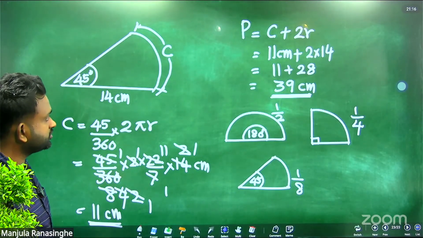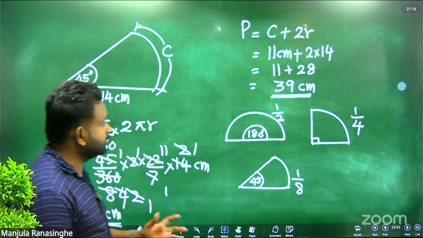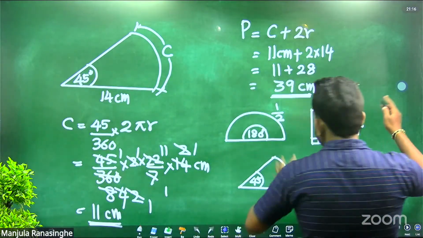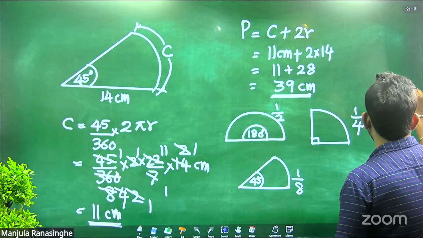Okay, the first question's done. So in the exam, they will ask about arc length and perimeter. So you know the difference, and you know this is the ELC, right? As per the ELC, what would the question be?